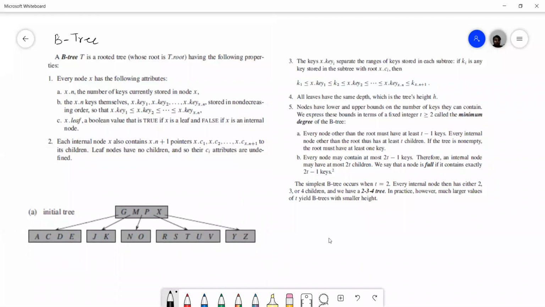So this figure is visible to all? Yes, sir. Okay.